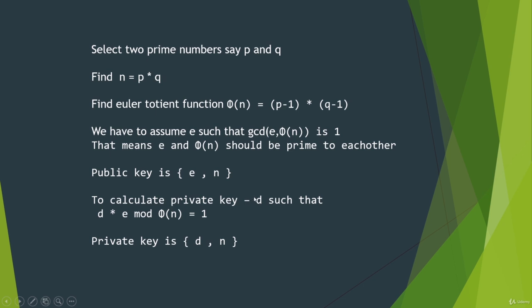How do we get the private key? This expression gives it to us. We need to select d such that d into e modulus phi of n is equal to 1. We already have the values of e and phi of n, so now we want to find the multiple of e such that if you divide by phi of n, you get remainder 1. After getting the d value, the private key is d comma n. So we have got the public key and the private key. The public key is e comma n and the private key is d comma n.